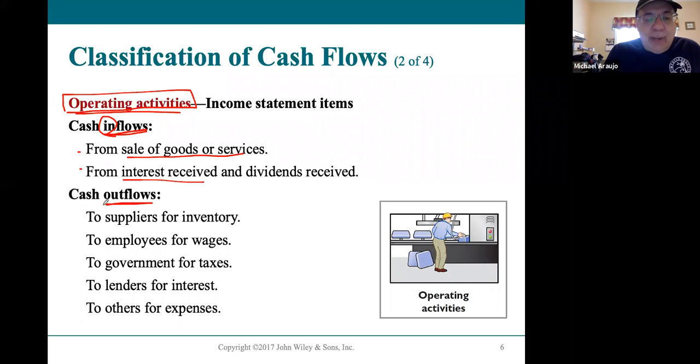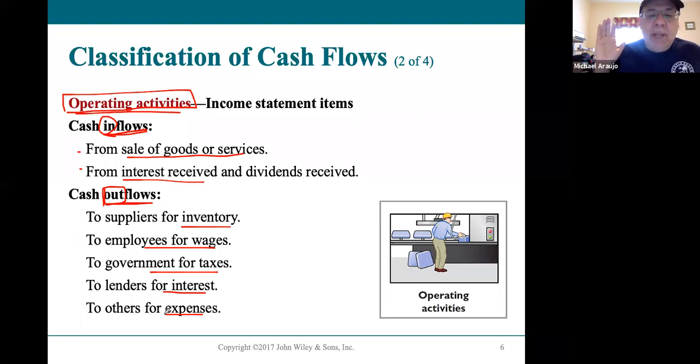Cash outflow, again, cash going out of the company. Why would cash go out of the company? Oftentimes it's to purchase current assets or to pay bills. And so when they buy inventory, that usually involves cash going out. When they pay salaries and wages, usually it's cash going out. Paying their taxes, cash going out. Paying interest on loans, cash going out. And any other type of expense.